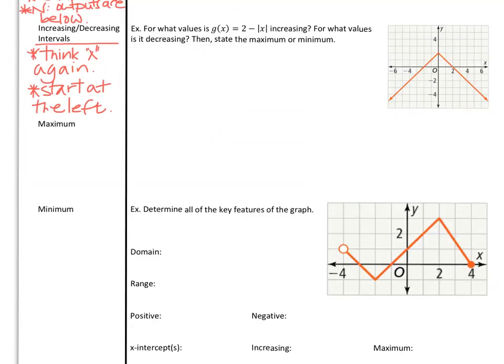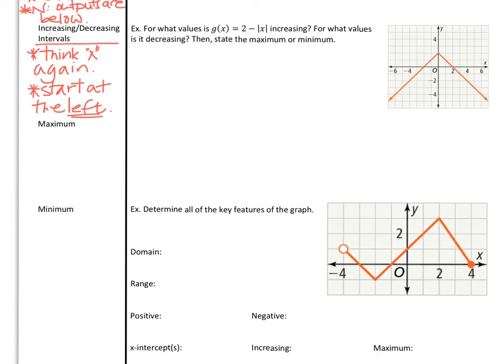Here's another set of descriptors to describe a graph: increasing and decreasing intervals. Again, with intervals, we'll do interval notation. We're thinking x again as well. Now what you'll do is, instead of just looking at the graph overall, we're going to start on that left-hand side. From left to right, what are the boundaries for x that make the graph increase or decrease? All right, let's check an example.